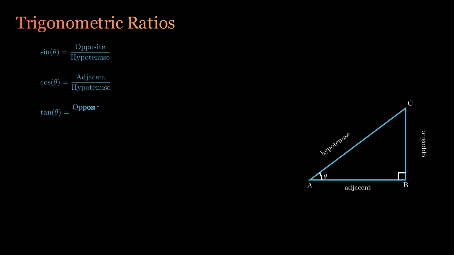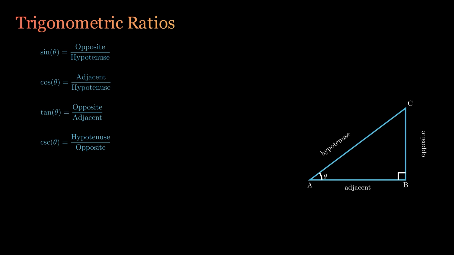The tangent of angle theta, written as tan theta, is the ratio of the opposite side to the adjacent side. In addition to sine, cosine and tangent, we have their reciprocals.